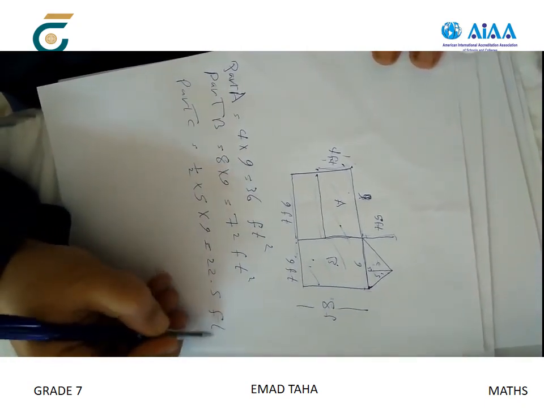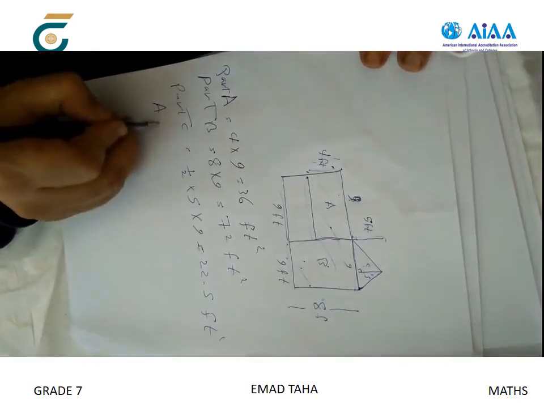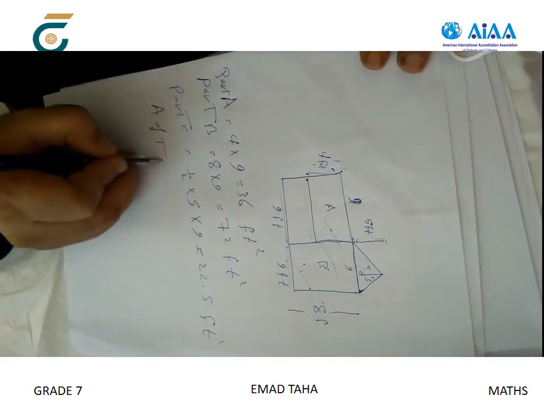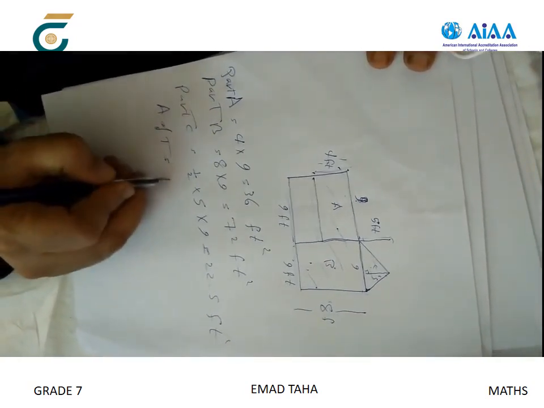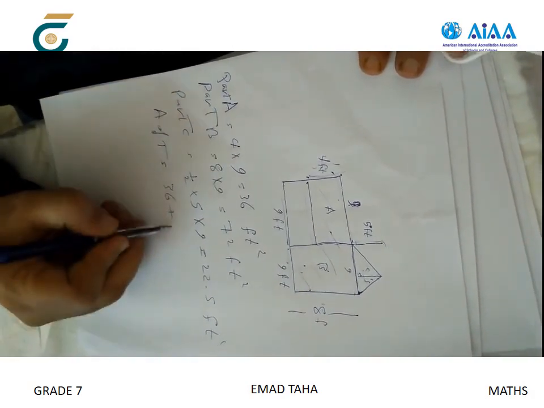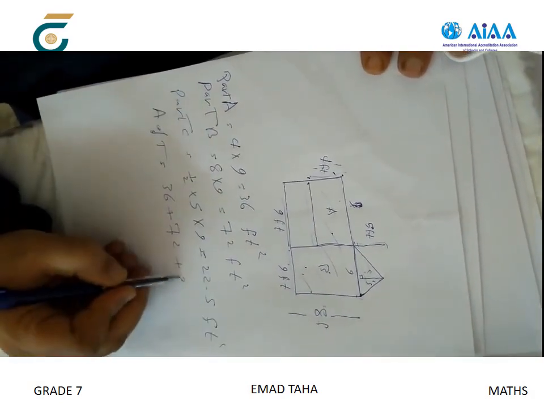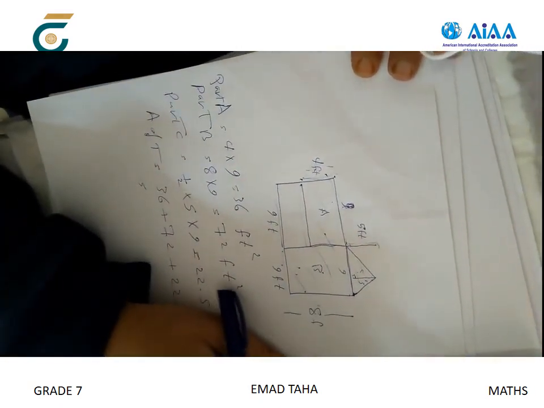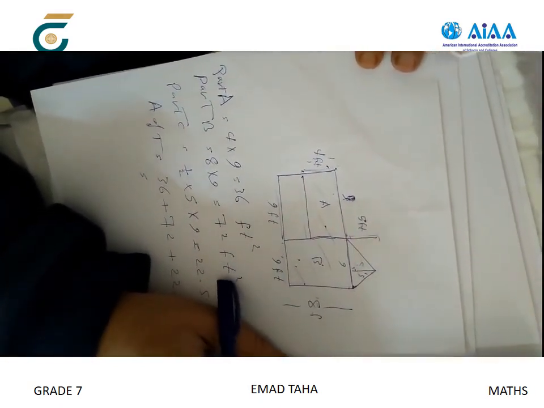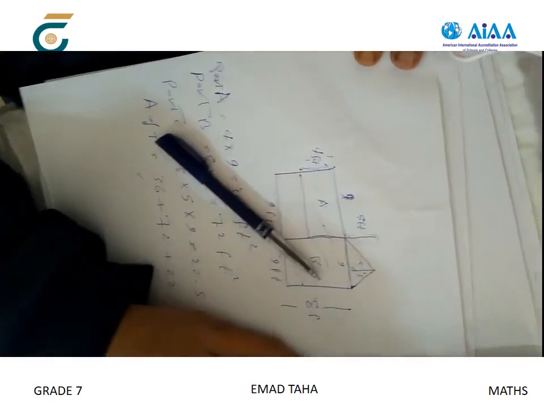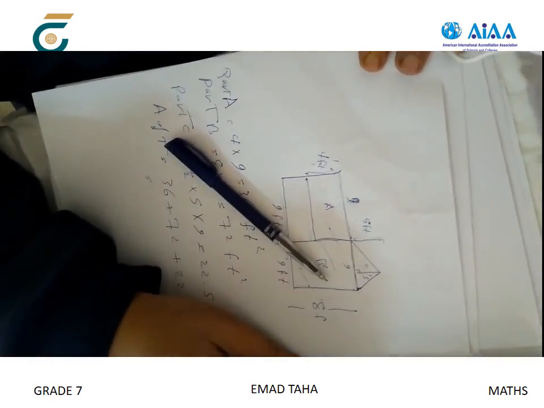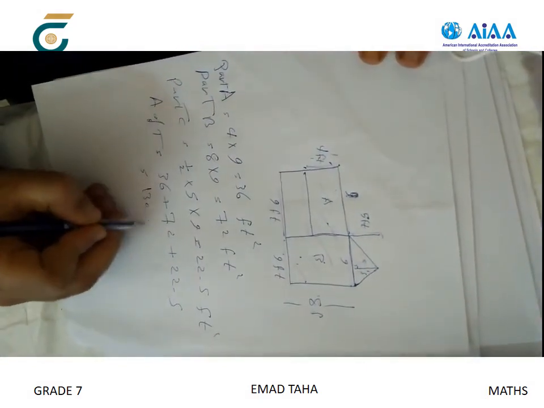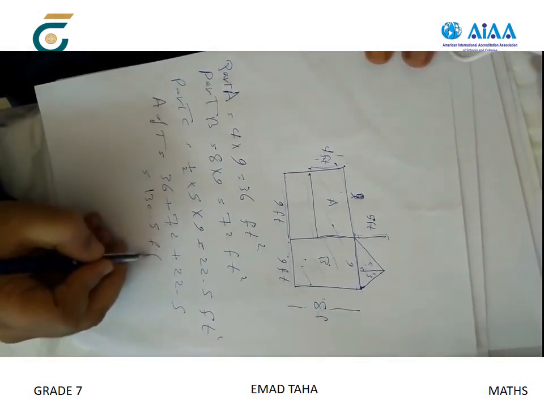22.5 square feet. So the area of the shaded figure, the total one, equals 36 plus 72 plus 22.5. So we add, and the answer will be 130.5 square feet.